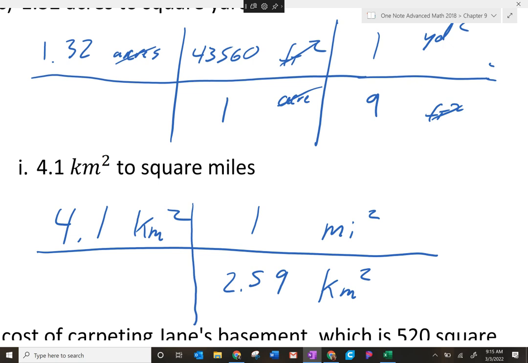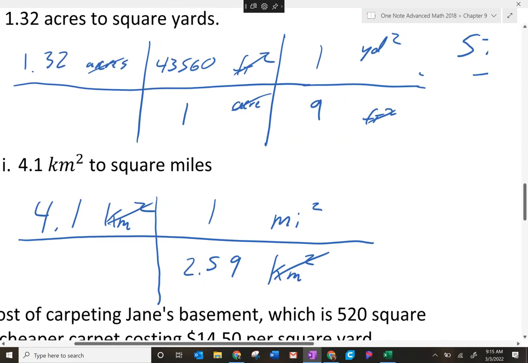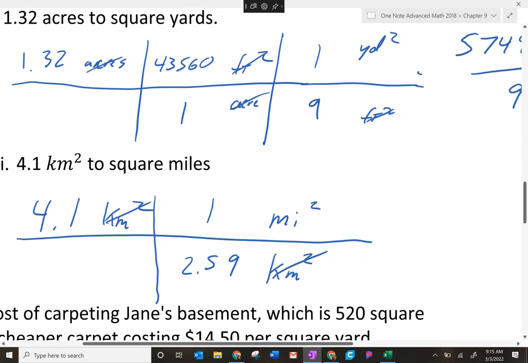All right, so as you worked through it, hopefully you saw that it's kind of a one-stepper. You had 4.1 kilometers over here. Remember, your labels have to be opposite in order for them to cancel out. So you can go from kilometers squared to miles squared. 1 mile squared equals 2.59 square kilometers. These labels cancel each other out. Multiply straight across, you get 4.1 divided by 2.59, and you get 1.58 square miles.